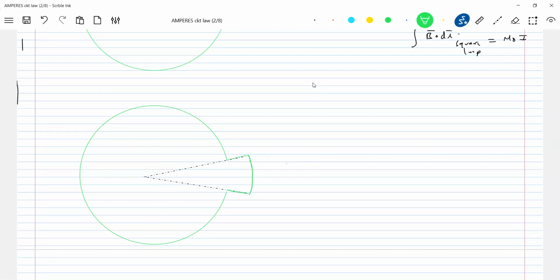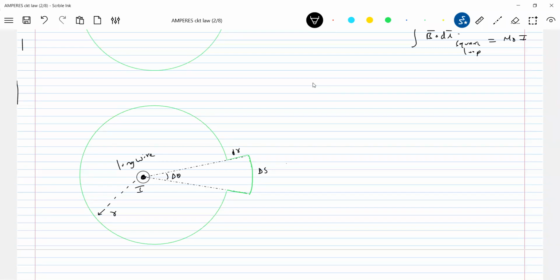The same current carrying wire is present, the same long wire. So I'll produce a notch. Let R be the radius, what we earlier assumed. And let this be delta R. So let this notch subtend an angle delta theta. Let the length of the arc be ds.